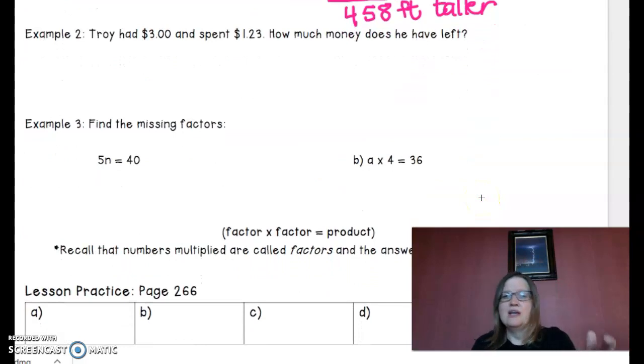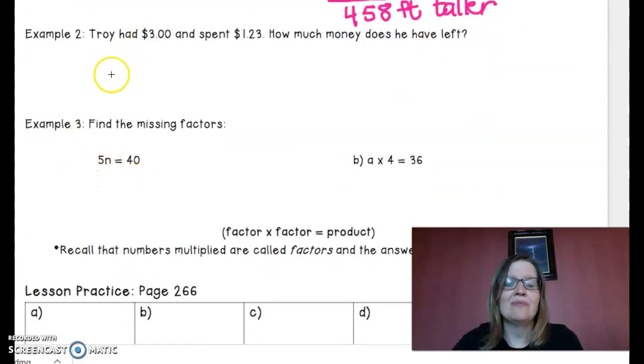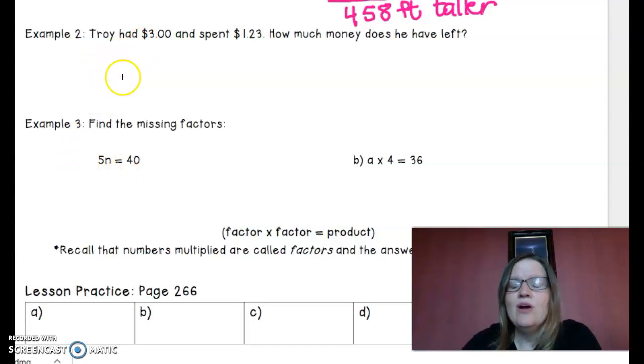You will see working across zeros a lot when you're talking about money. And here is an example. We treat money and decimals the same way we would treat any other number. The trick is to line up your decimals so that they're all in the same location. So we have $3. Troy had $3 and spent $1.23. How much money does he have left?